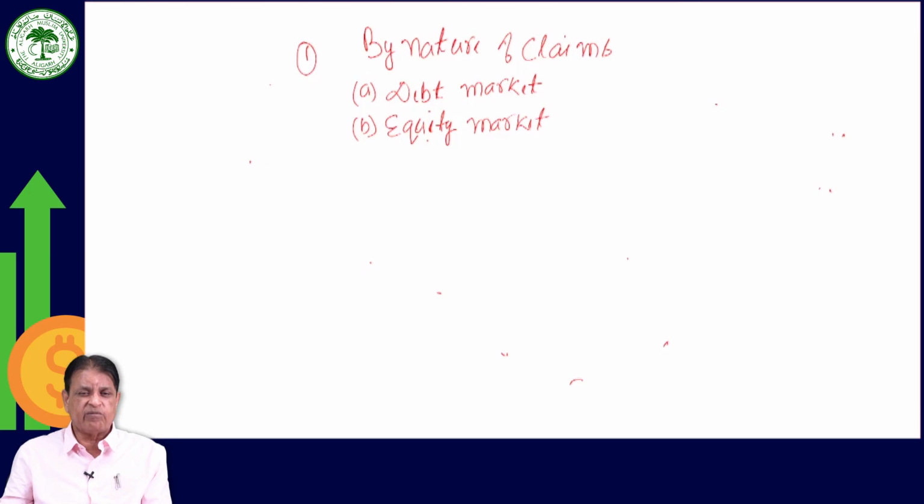In the case of equity market, the owner of the business sells a portion of his ownership, and the buyer of this share becomes the shareholder and also becomes entitled to a share in the profit. So these buyers of shares are known as shareholders. But in the case of debt market, the ownership is not shared. It is simply borrowing and lending. So that is one way of classifying the financial market.